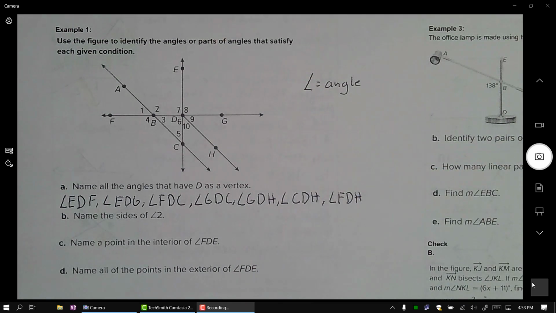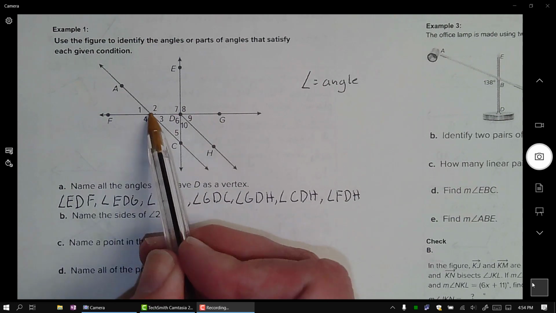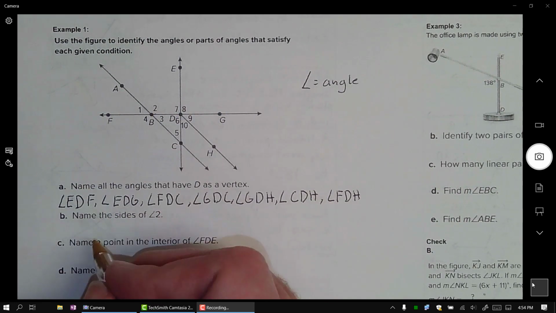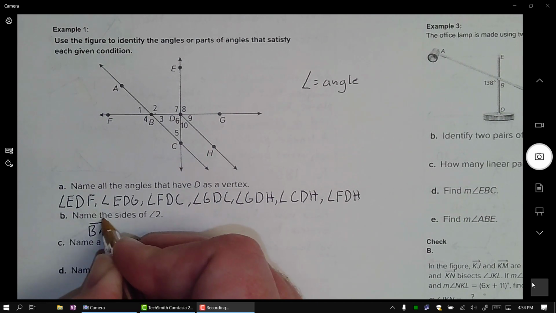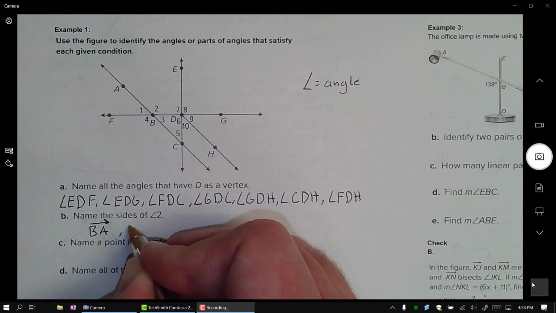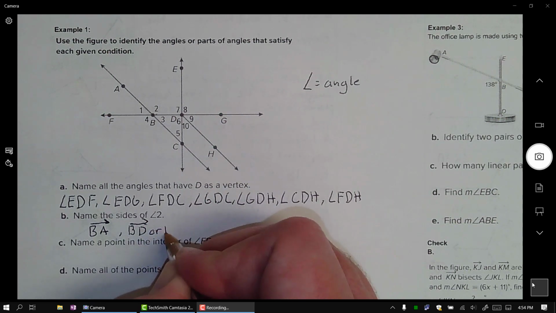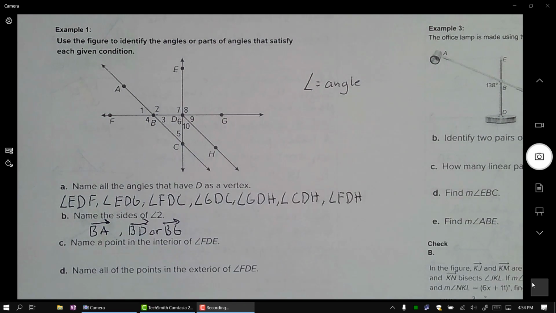Next up, name the sides of angle 2. So angle 2 is right here. So our sides are going to be here and here. So our sides are going to be ray BA. And then our next one is going to be ray BD or BG if we want to keep extending it out.